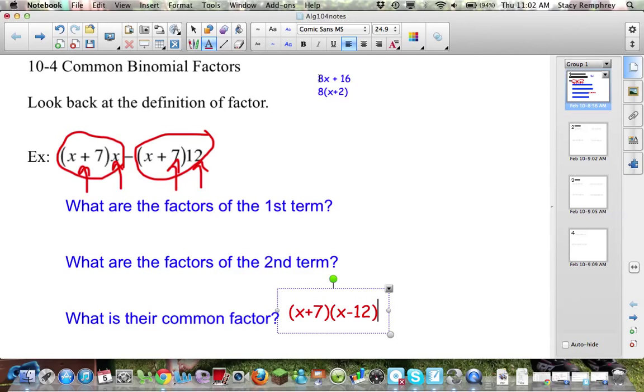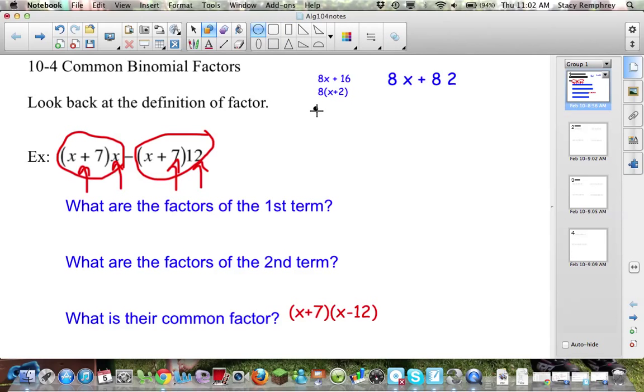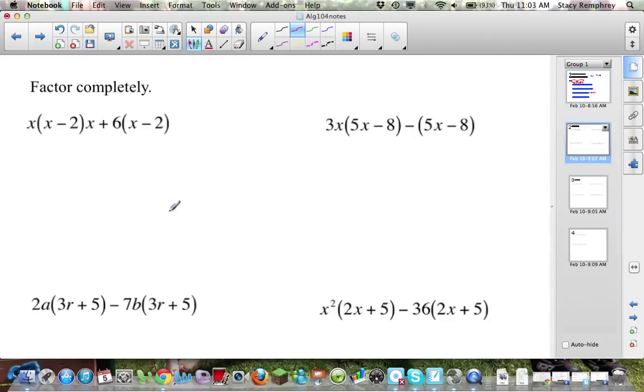In the same way we did here, we looked at the two terms, 8x and 16. Another way I could rewrite that for you is to say 8x plus 8 times 2. I'll put a little multiply sign in there. Times 2. And we factored out the 8. So when we factored out the 8, what were we left with? x plus 2. So we're going to continue that here in these examples.